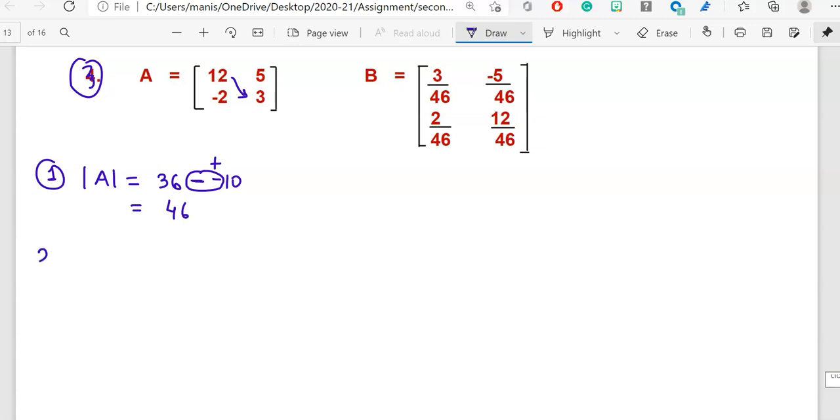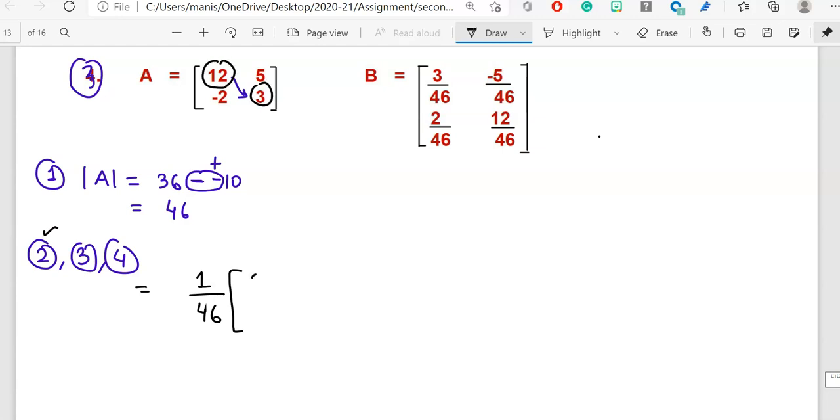And this will give you 46. Now I will be applying step number 2, step number 3, and step number 4 at one time. At the same time I'll apply all of these steps. Step number 2 says write it like this, 1 over the determinant, 1 over 46. Check. Step number 3, you switch the position of these two numbers. So 3 and 12 will go over here. Check. Step number 4 says change the sign of B and C. So this positive 5 changes to -5, and this changes to positive 2 over here. This is my A inverse.